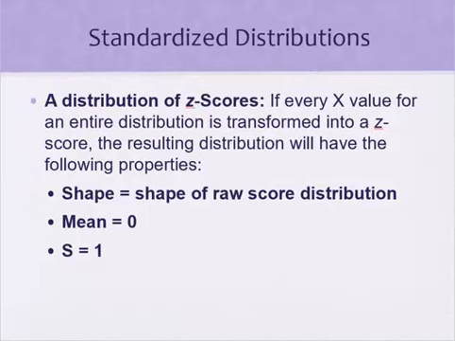So a distribution of z-scores is an example of a standardized distribution. All the scores are transformed so that there's a set mean and a set standard deviation. And all z-score distributions have a mean of 0 and a standard deviation of 1, and they maintain the shape of whatever the shape was of the original raw distribution.